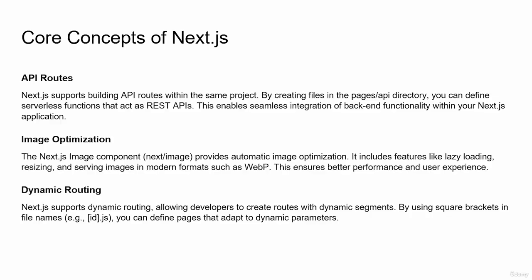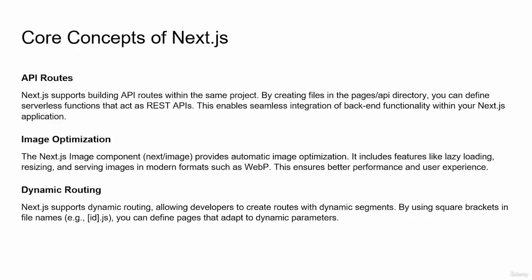Another concept is image optimization. The Image component, like next/image, provides automatic image optimization. It includes features like lazy loading, resizing, and serving images in modern formats such as WebP. This ensures better performance and user experience. Also understand the core concept of dynamic routing, another important concept.